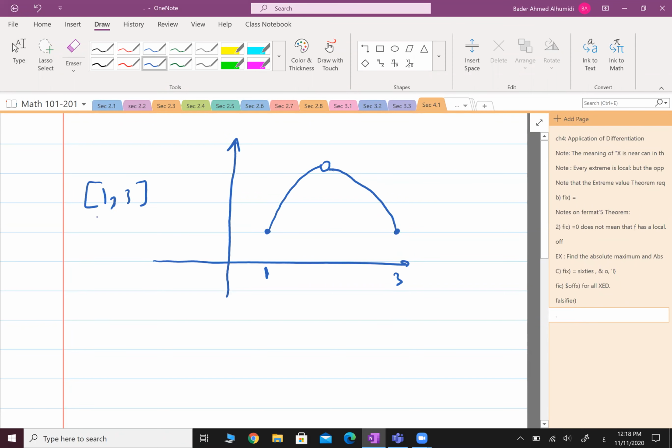This is a closed interval. لكن we don't have a maximum. No maximum. Why did we lose the maximum? The function is not continuous. We lose the continuity, so we lose the maximum. طيب, okay, it is continuous, لكن I have an open interval from 1 to 3. Do we have a maximum and minimum? Yeah, we have a maximum, but we don't have a minimum. يعني we lose the conclusion also.